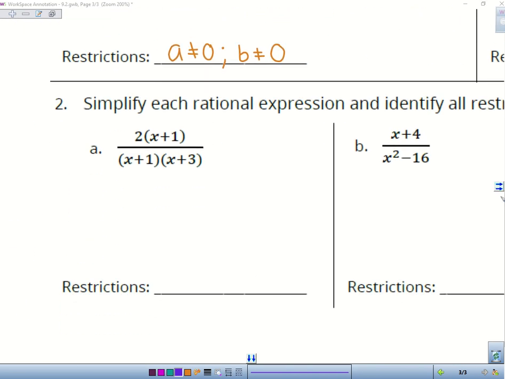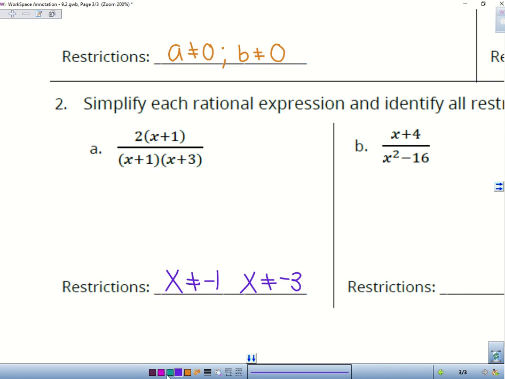Alright, so number 2 is already factored for you, but are we ready to start canceling stuff out right now? No. We first have to find restrictions. So you can set these equal to 0 and solve, but you can also do it in your head, right? What can't x be? What two things? 1. -1 and -3. -1 and -3, because those would both give me 0 in my denominator.